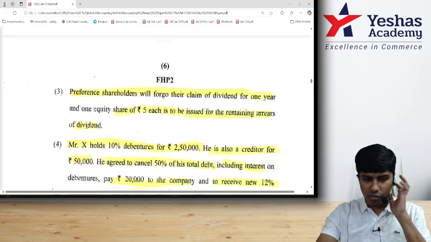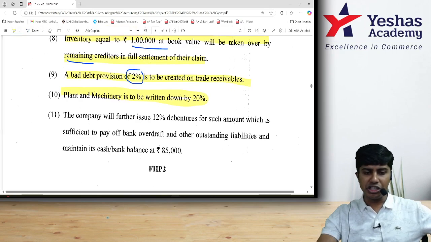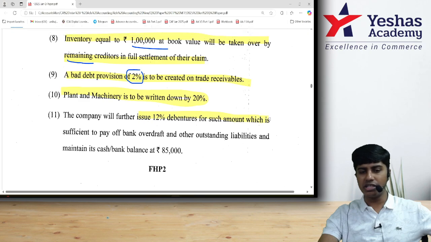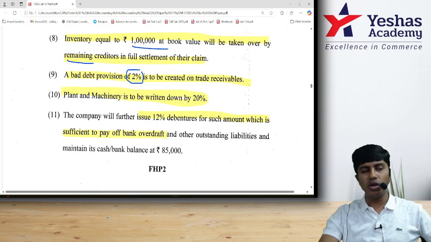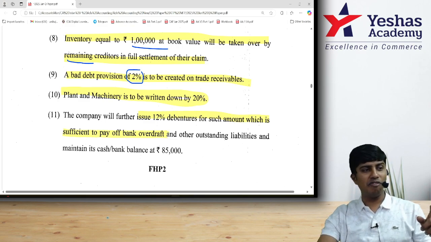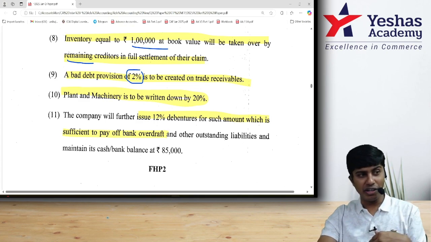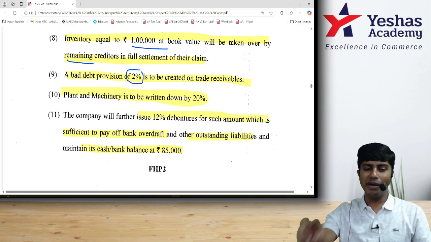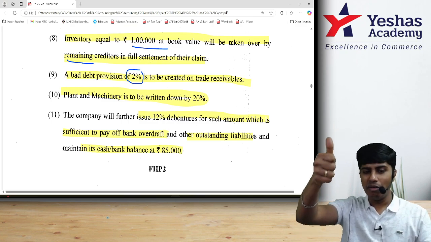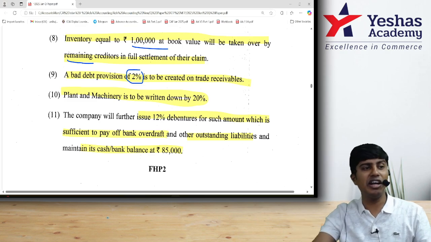After this 10th one, let's go to the 11th one. What is the 11th adjustment? The company will further issue 12% debentures for such amount as is sufficient to pay off the bank overdraft and other outstanding liabilities, and to maintain a cash and bank balance of 85,000. They have a bank overdraft. You should issue a certain number of debentures. How much, they have not told. We should find it. You have to pay two things: one, the bank overdraft; next, other outstanding liabilities. Both should be paid and you should still have 85,000.